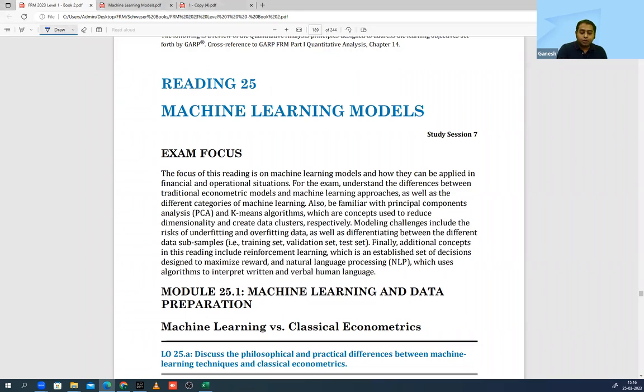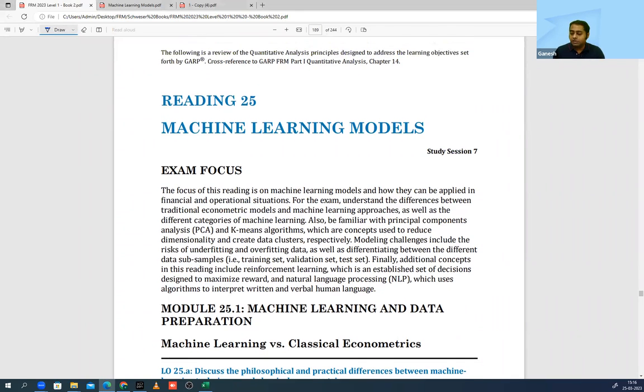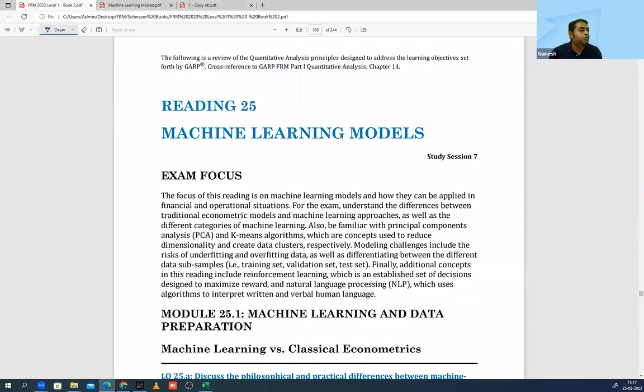We are going to be starting out with this chapter, machine learning models. There are two new chapters which have been added to your FRM Level 1 curriculum, and these two chapters are very different from the previous chapters that you have seen, not even closely related to your VAR and all.